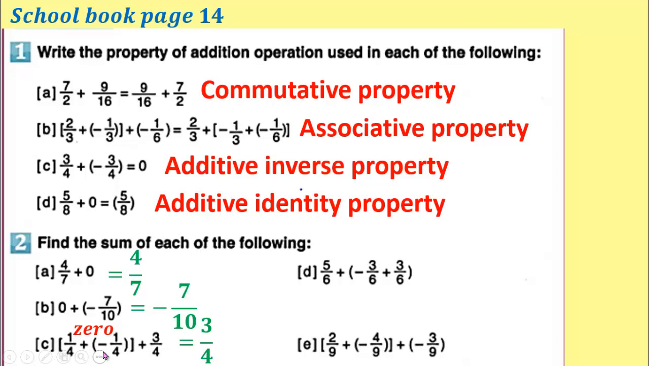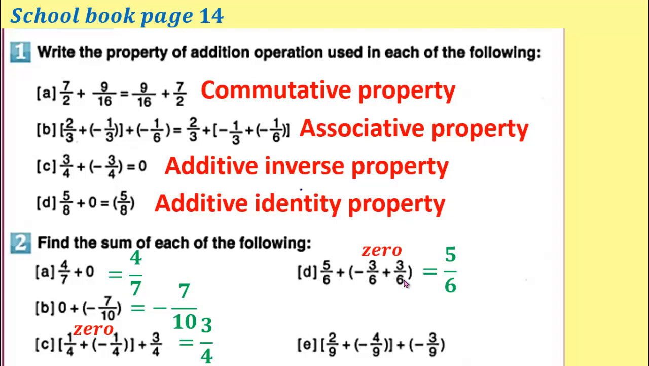Let's jump now and go to number D. 5 over 6 plus negative 3 over 6 plus 3 over 6, and those two numbers are grouped together. I know that any number added to its inverse, the result is 0. So 5 over 6 plus 0, I will have 5 over 6.